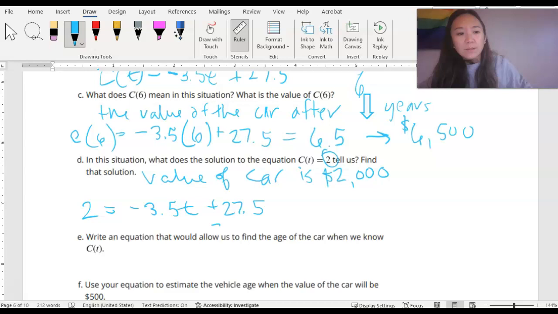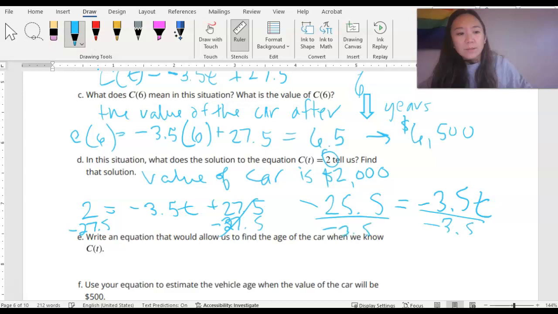We can solve by subtracting 27.5 on both sides, and then dividing by negative 3.5. So what will happen on this side is this will cancel out. 2 minus 27.5 is going to give us negative 25.5 equals negative 3.5t. That looks great because we have two negatives, so we know that our answer will be positive.